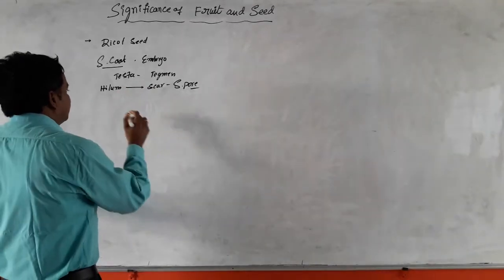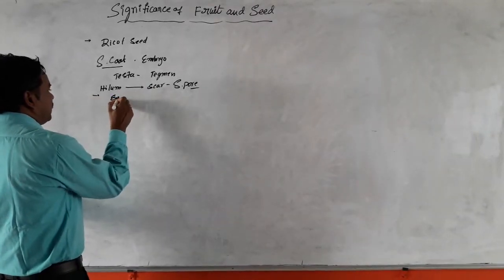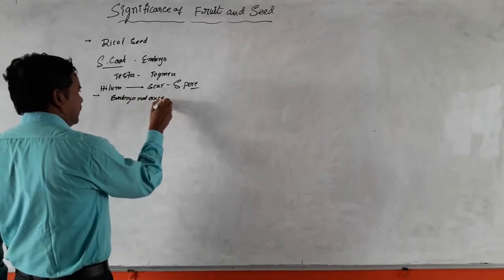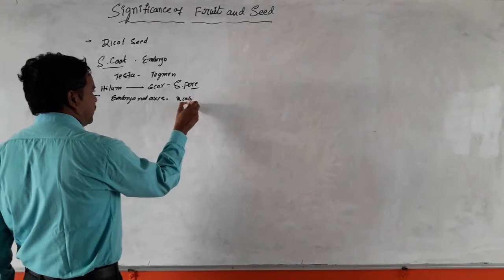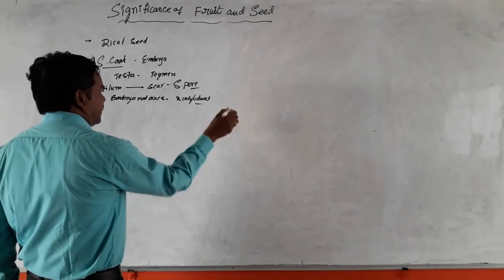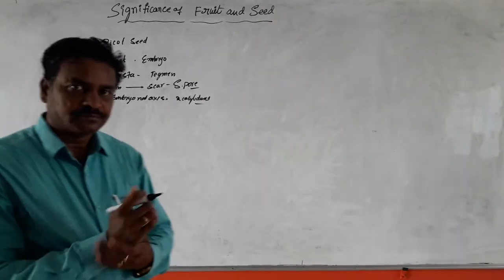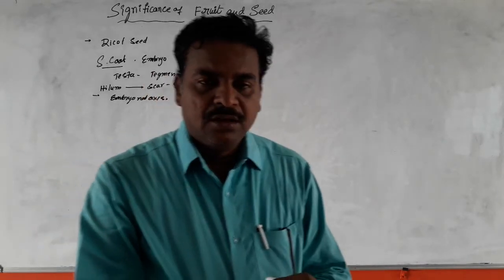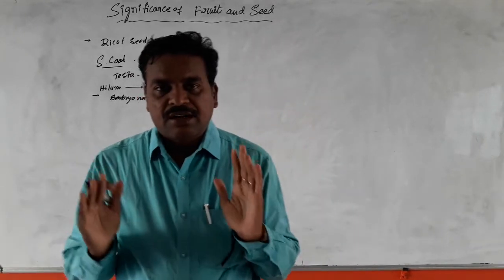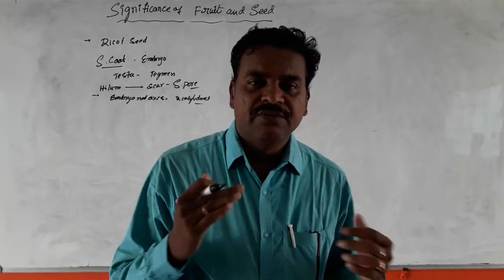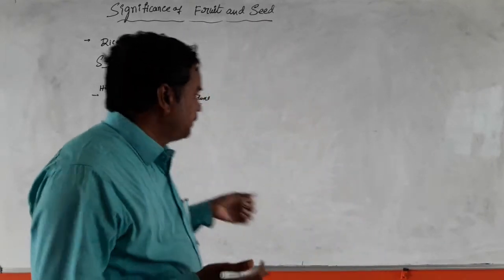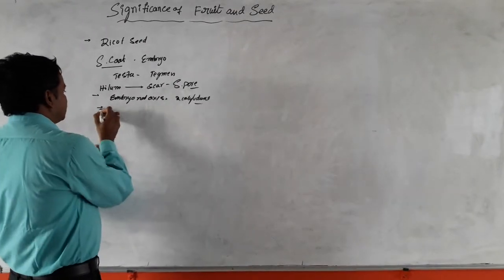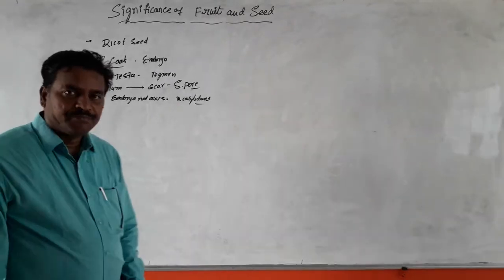Similarly, within the seed coat, there is an embryonal axis and two cotyledons. These two cotyledons store food materials in dicotyledonous seeds, so cotyledons in dicots are fleshy, succulent in nature. At the same time, there is an embryonal axis. This embryonal axis is represented by the embryo.